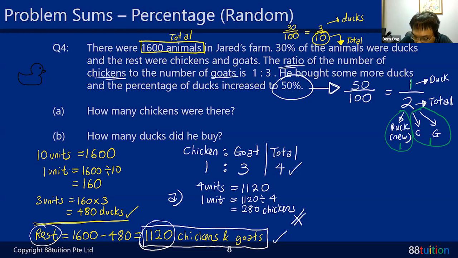So this 1 here is the ducks. And the 1 here is the same ducks. And the other 1 represents your chicken and goat. So this 1, maybe I call this 1 part, this 1 part represents your chicken and goat. And remember, the chicken and goat never change.